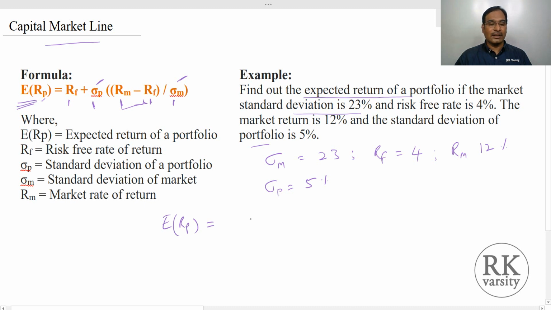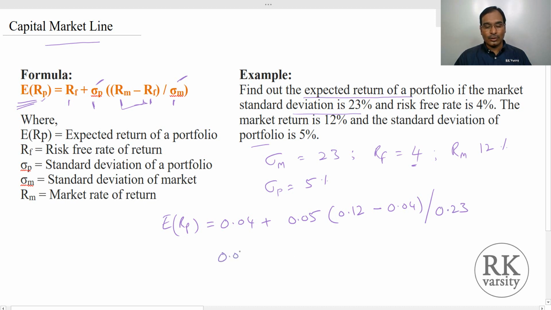So to calculate our expected return of a portfolio using our capital asset pricing model, first we need the risk-free rate. Sorry, the risk-free rate is 4%. You can take 4% or convert it into decimal, 0.04. This plus the standard deviation of a portfolio, which is 5%, so 0.05. This times the return on a market. So your return on market is 12%, 0.12, minus the risk-free rate, that is 0.04. Then this divided by your standard deviation of market, that is 0.23.